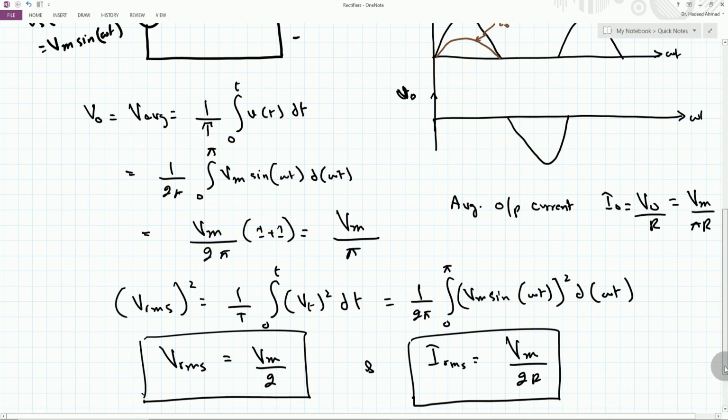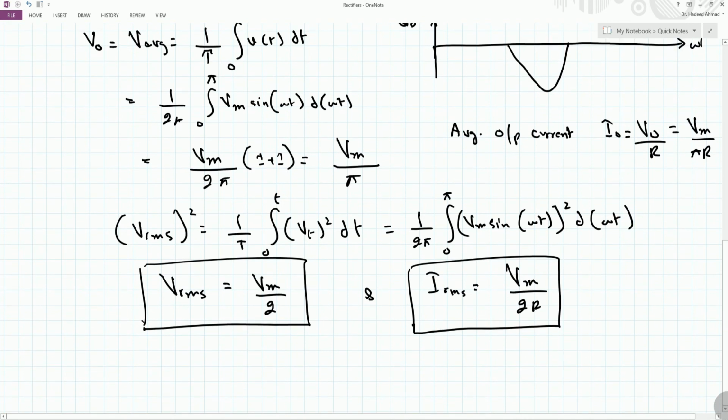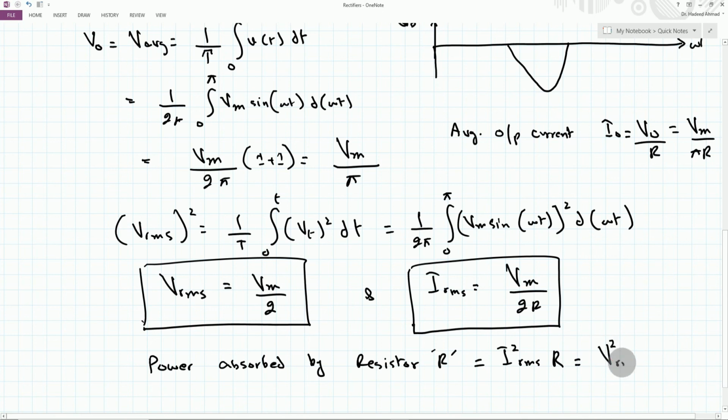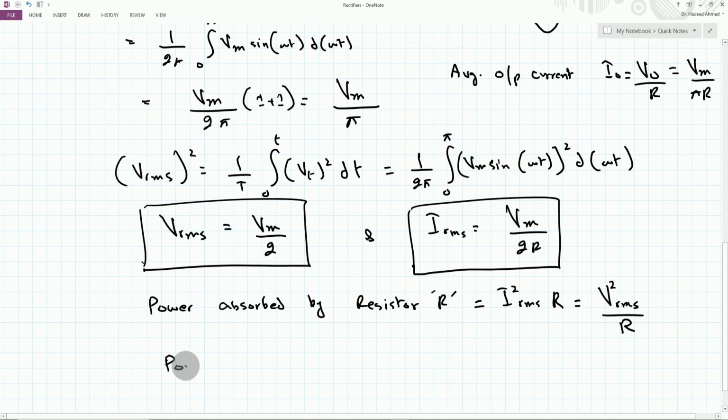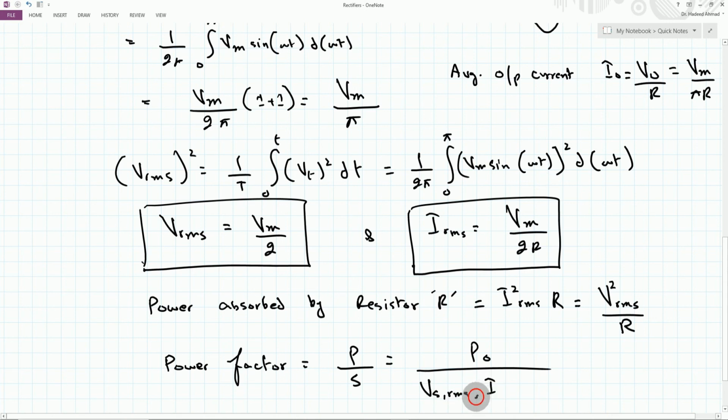So once we have the values of the RMS voltage and the RMS current across the load, the power absorbed by the load is equal to I square RMS into R, or we can also use V square RMS divided by the resistance R. For this particular waveform, we cannot simply compute the power factor of this rectifier, and therefore, to solve for the power factor, this power factor is equal to P naught divided by Vs RMS into Is RMS.